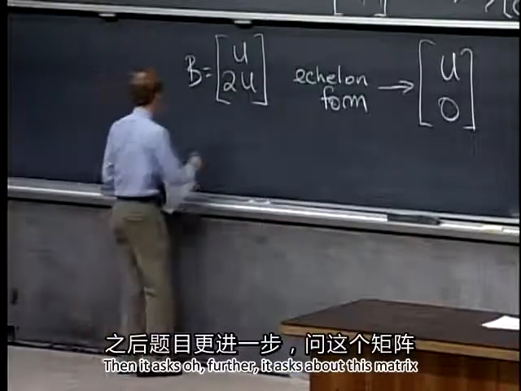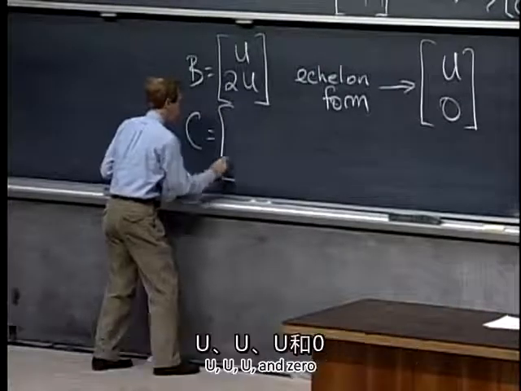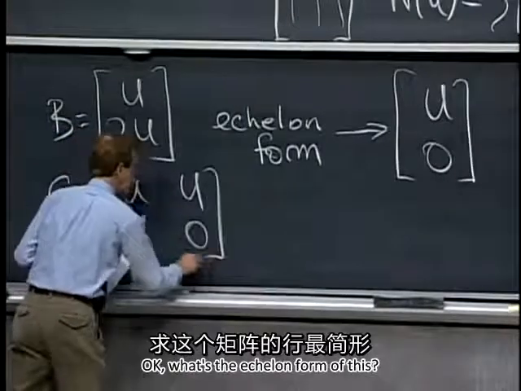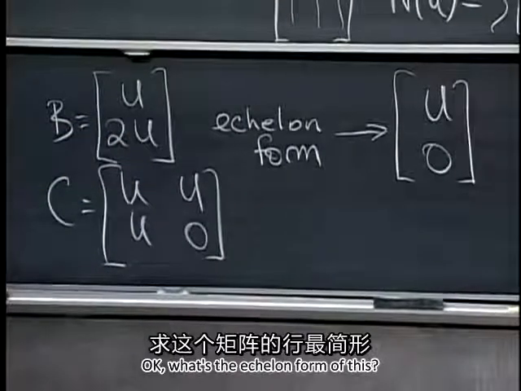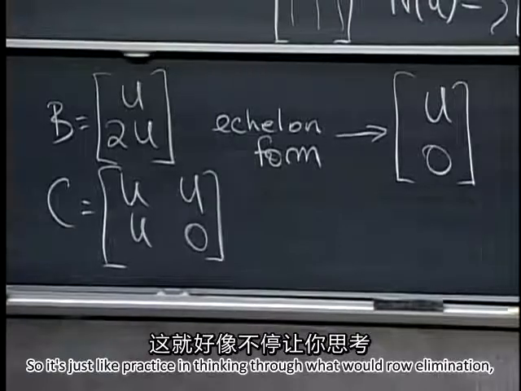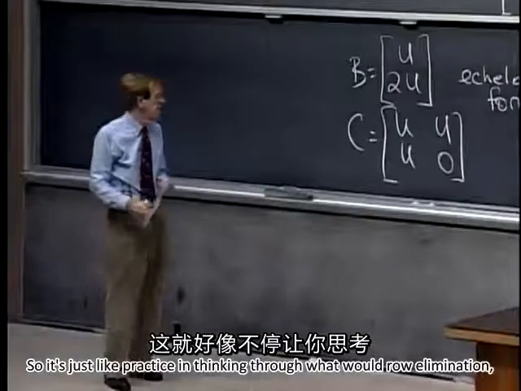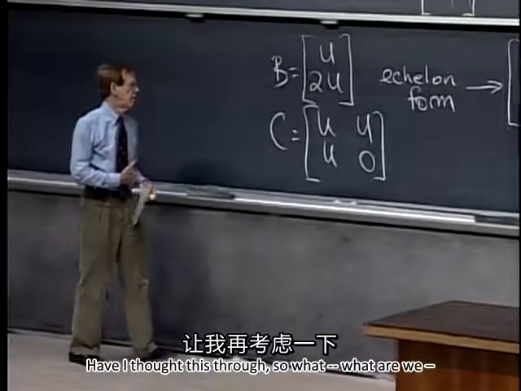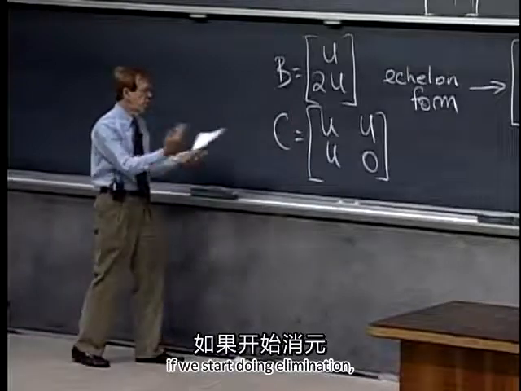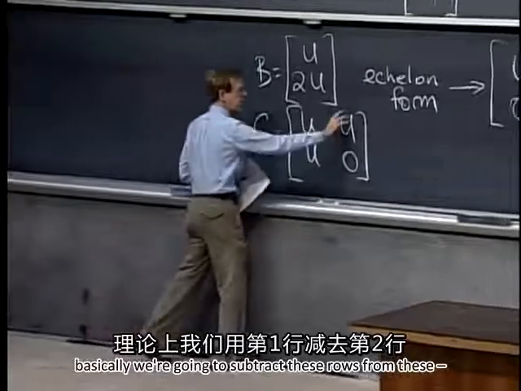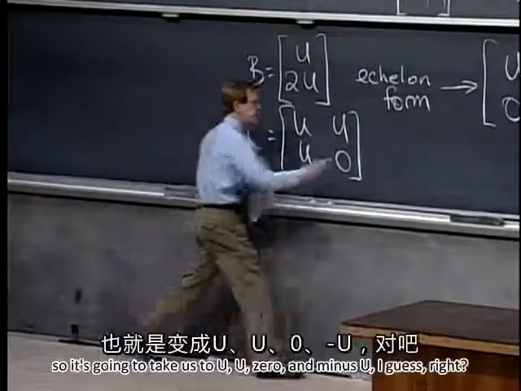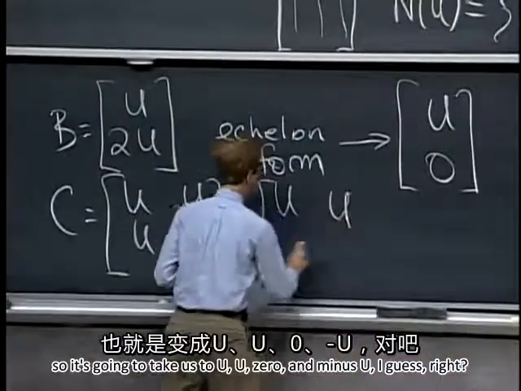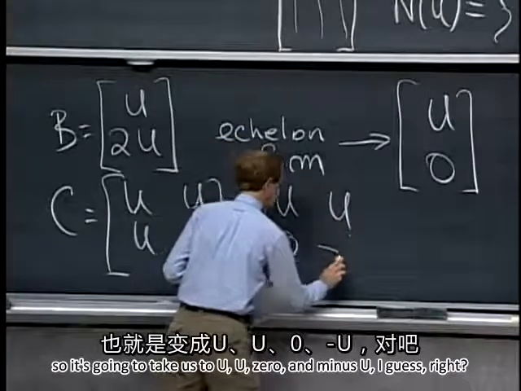Then it asks further about this matrix: U, U, U, and 0. Okay, what's the echelon form of this? So it's just like practice and thinking through what row elimination, what row reduction would do. Have I thought this through? So if we start doing elimination, basically we're going to subtract these rows from these. So it's going to take us to U, U, 0, and minus U, I guess, right?